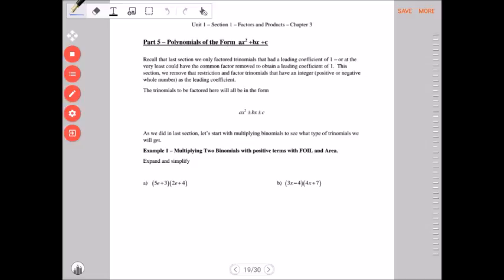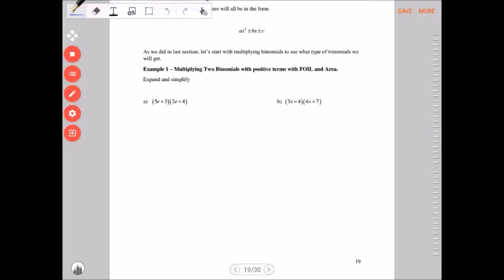Okay, as we did last section, let's start by multiplying some binomials to see what type of trinomials we will get. Okay, so example 1, multiplying two binomials with positive terms with FOIL and area. So we're going to FOIL these first and then we're going to use the area model, and I did put a negative one on the second one just so you can see kind of how it looks. We'll get there in a minute.